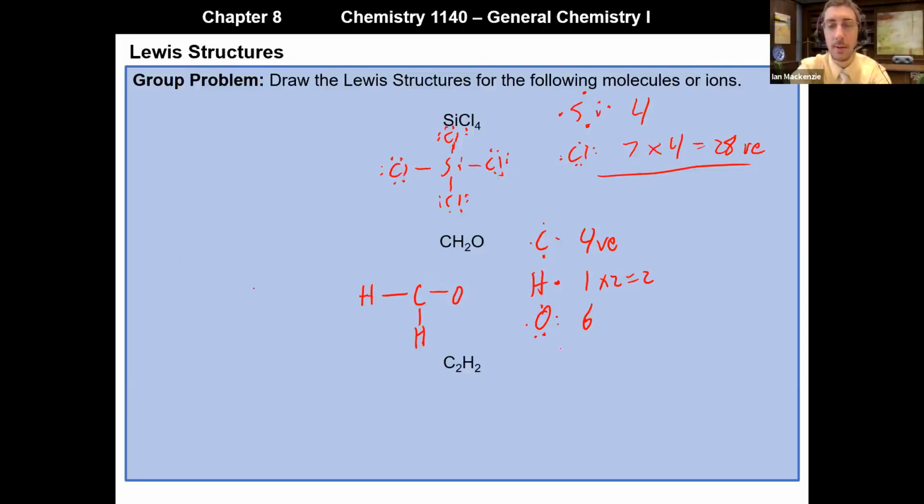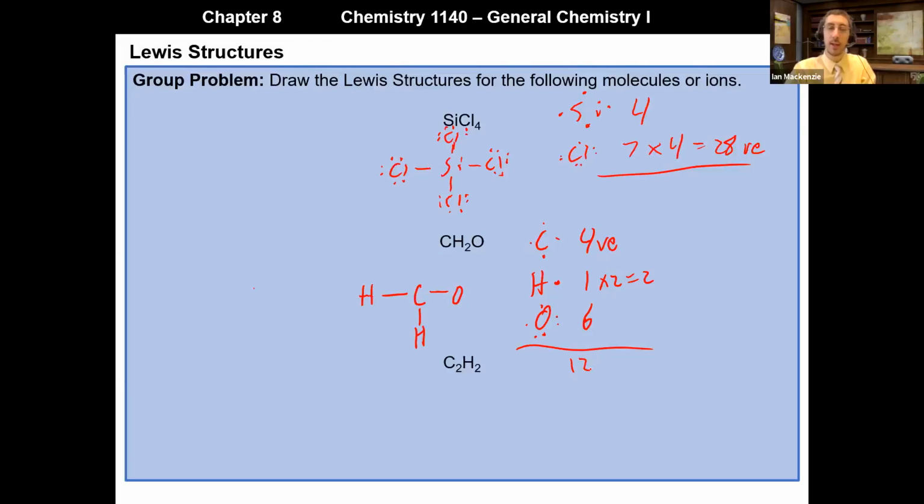And if I add up my total number of electrons, 4 plus 6 is 10, and 2 is 12. And I will start by completing the octet around all of the outer atoms. Now remember, hydrogen is one of my exceptions. It doesn't need 8 valence electrons, it's happy with only 2.